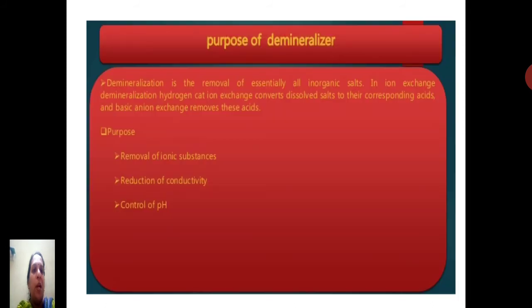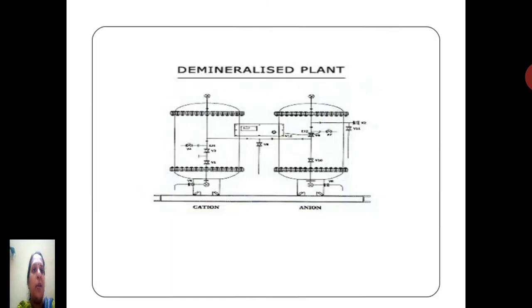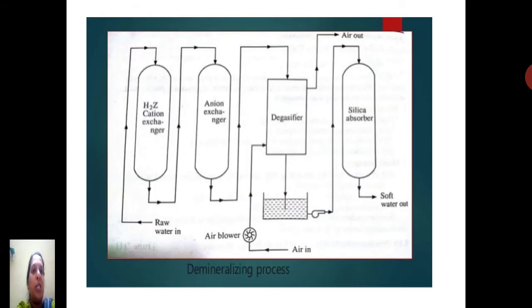So the main purpose of demineralization is to remove these ionic substances, reducing conductivity and controlling the pH. This picture shows a demineralization plant where we have a cation unit as well as an anion unit. We have a cation exchanger followed by an anion exchanger, then a degasifier as well as a silica absorber. So that is shown here.